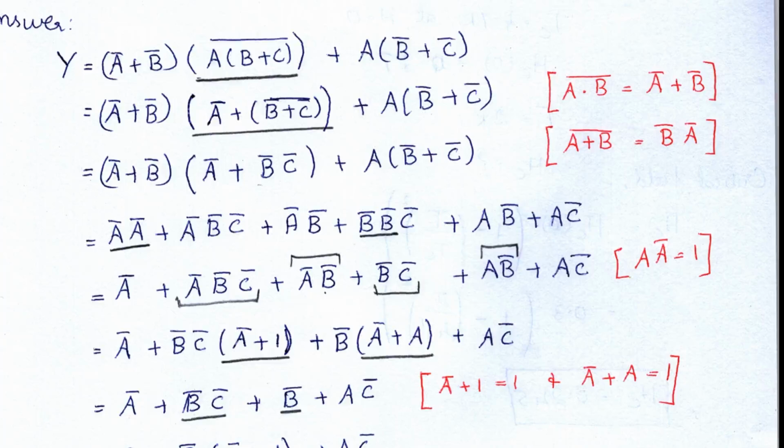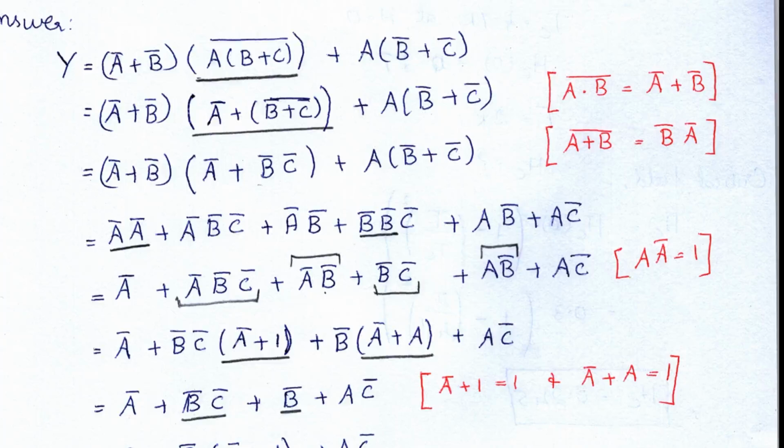Now take the two terms A bar B bar C bar and B bar C bar. In these two terms B bar C bar is common, so take it out. In the similar way, if you see A bar B bar and A B bar, B bar is a common term, so take B bar as a common term. Then we will be getting A bar plus B bar C bar into A bar plus 1 plus B bar into A bar plus A plus A C bar.